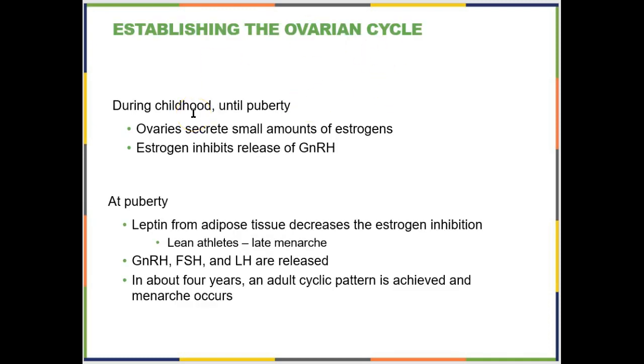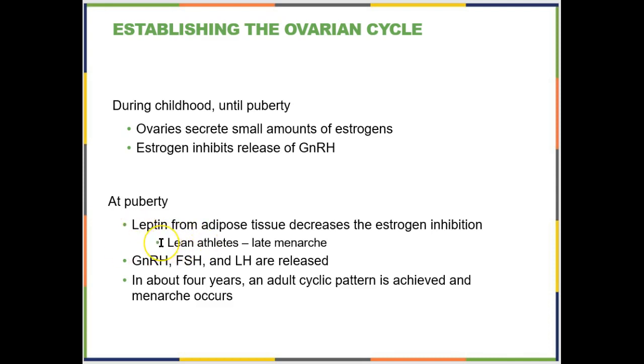So establishing the ovarian cycle, and I should say this goes for the whole menstrual cycle, both the ovarian and the uterine cycle, really what you want to take away from this slide is leptin. During childhood and puberty, you do not have a lot of GnRH. When leptin shows up, leptin is the signal to the hypothalamus to start producing GnRH, and that's what gets the cycle going.